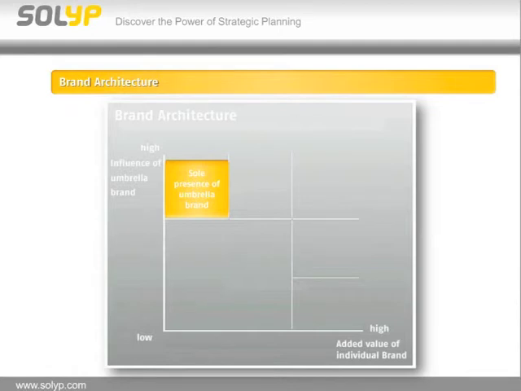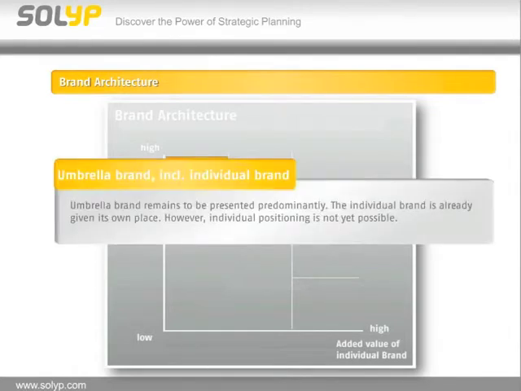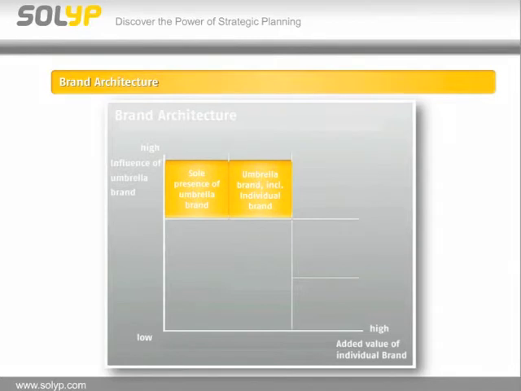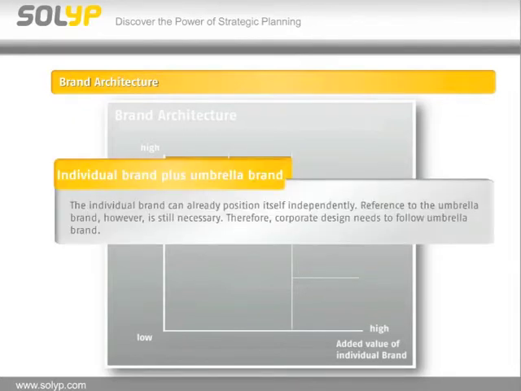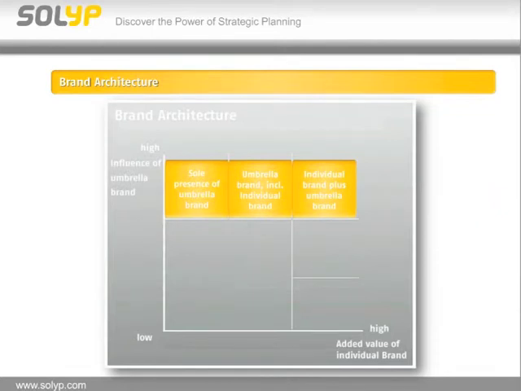Then there are brands which are somewhat less dependent on the umbrella brand. However, individual positioning is still not possible. The next category is brands that are already positioned independently. Reference to the umbrella brand is still necessary though. For instance, corporate design requirements of the umbrella brand have to be followed.